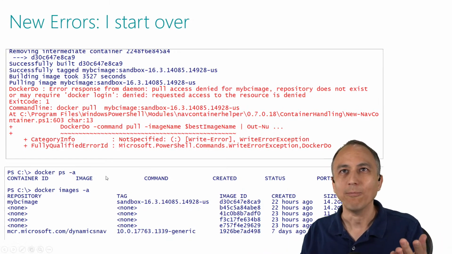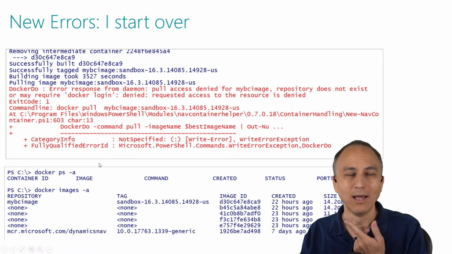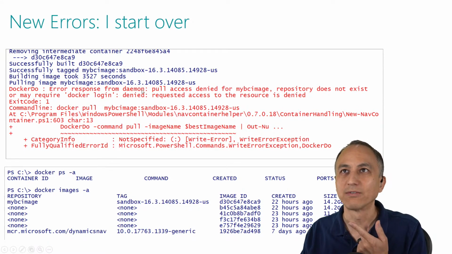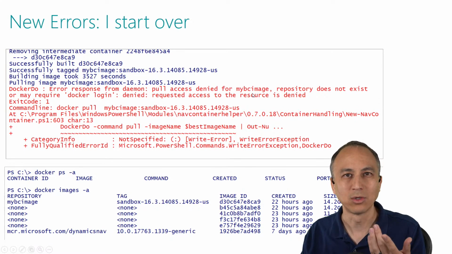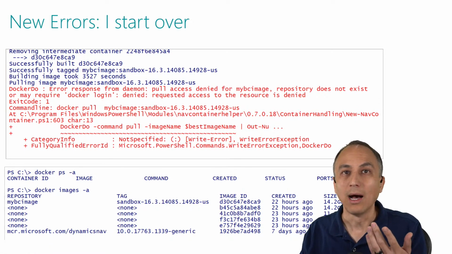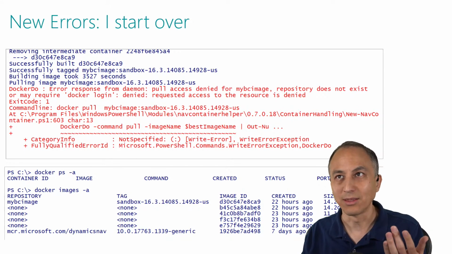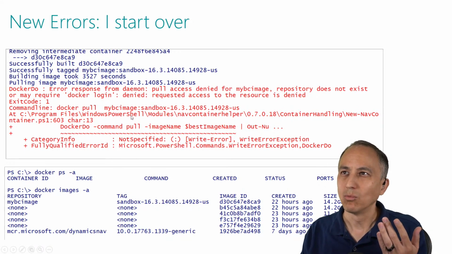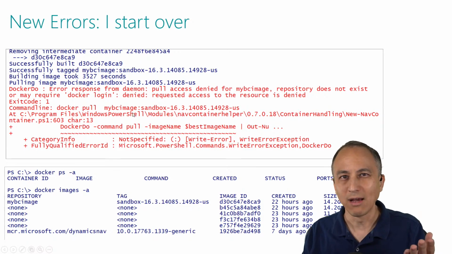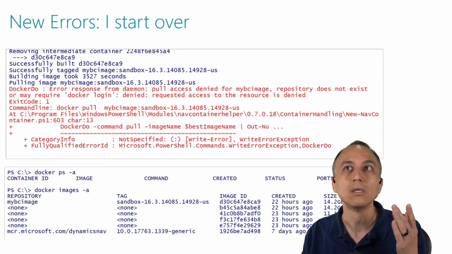And what do you know? I got this error. It says, error response from daemon, pull access denied for my BC image, repository doesn't exist. I don't know what this means yet. I just saw it this morning. And I thought, well, that's strange. I've run NavContainerHelper before using named images.